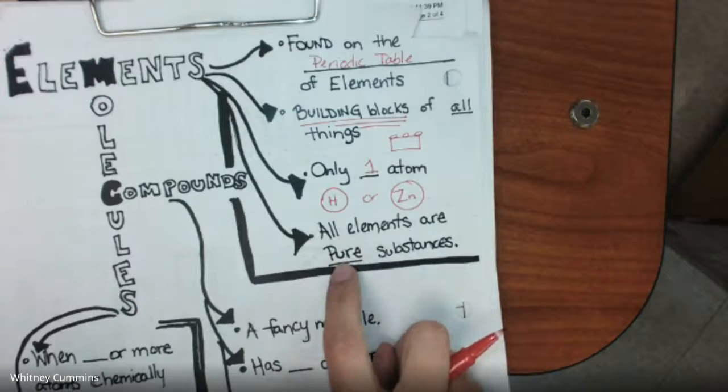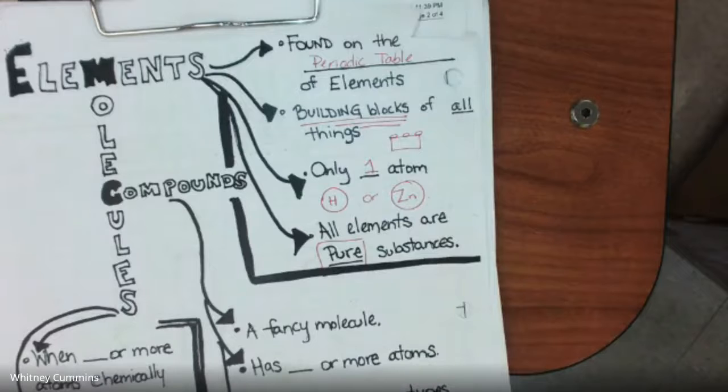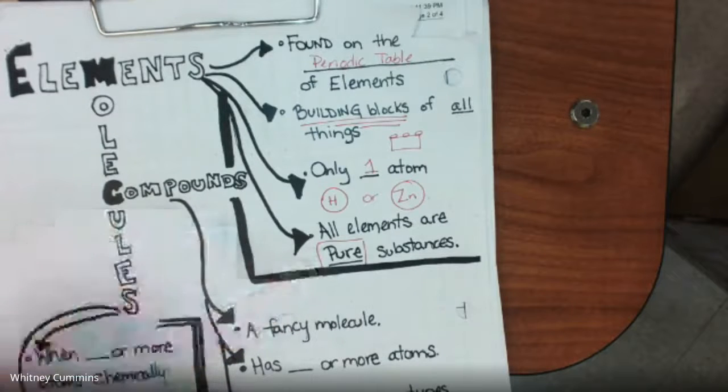They're pure, and when I think of the word pure, I think of pure gold. Actually, gold is one of the elements on your periodic table. So when you buy something that is pure gold, you want to make sure it doesn't have anything else in it. It's just that one thing. So elements are pure substances.